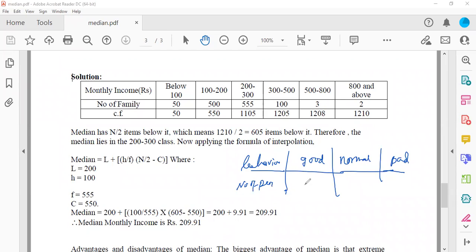Say 50 people have good behavior. Normal is most, 80 people, and there are roughly 10 with bad behavior. So in total I observed 140 people: 50 have good behavior, 80 have normal behavior, and 10 have bad behavior. So how can you calculate the average behavior of that set of people? How can you calculate it? Only the median is the possible way.